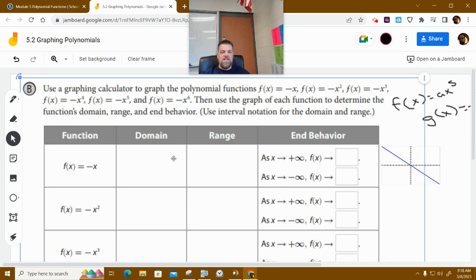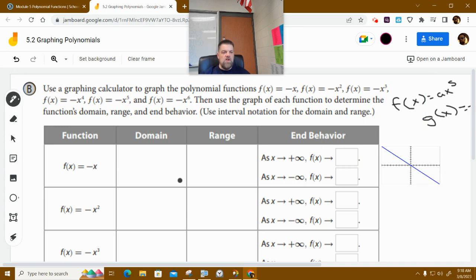So what's the domain on this? Well, the domain doesn't change. It's still all real numbers. The only domain restrictions that occur are usually you can't have 0 in the bottom of a denominator, and you can't take an even root of a negative number. While the range is from -infinity to +infinity.